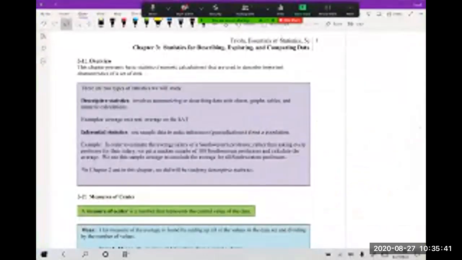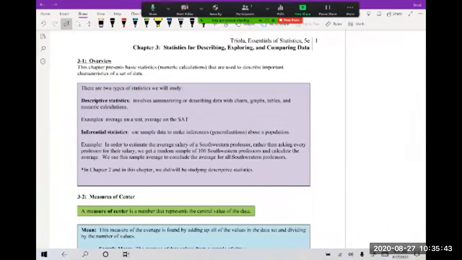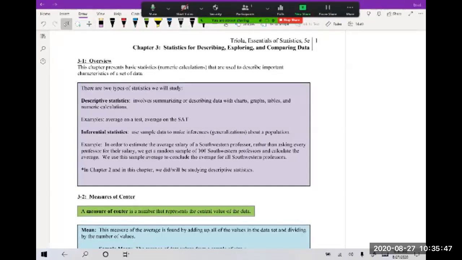Okay, you guys, so today we're going to talk about chapter 3. I'll probably take about 2 videos to do chapter 3, so this will be the first part. In chapter 3, this chapter presents basic statistics, numeric calculations that are used to describe important characteristics of a set of data. So for us, there will be 2 types of statistics we will study.